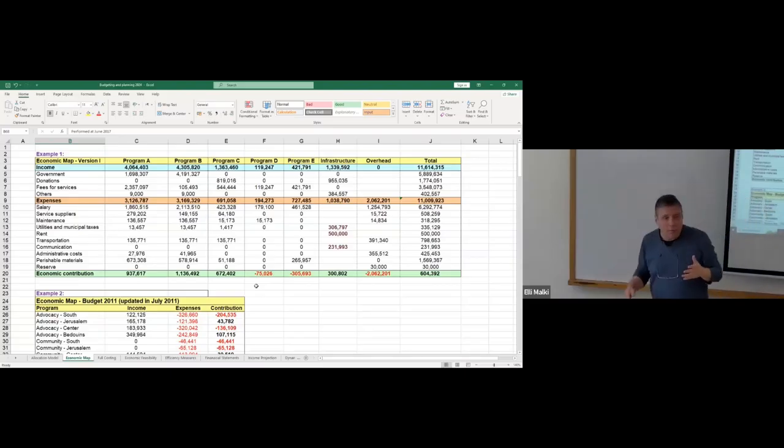Although sometimes we may see, like, alumni or kind of membership programs, where fees for services will appear in the infrastructure or overhead. Okay, and other is not important, so I'm not going to discuss others. All right, so this is what we see in the income, and then we see the total income.